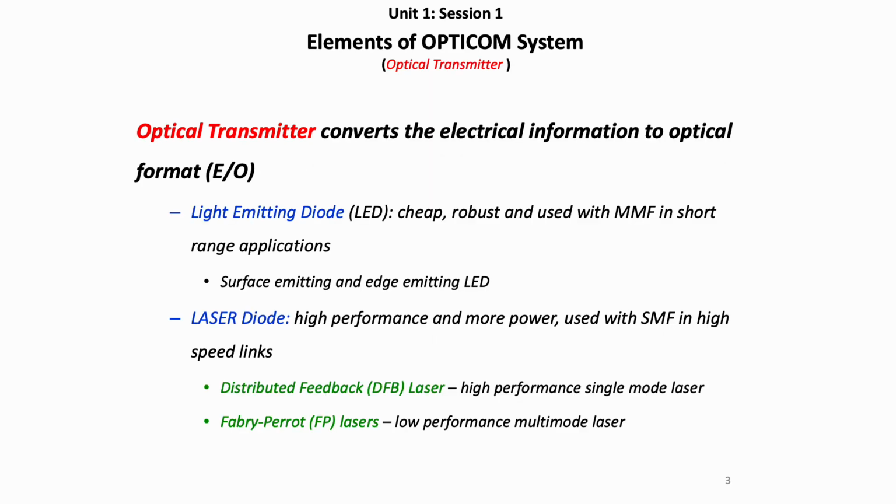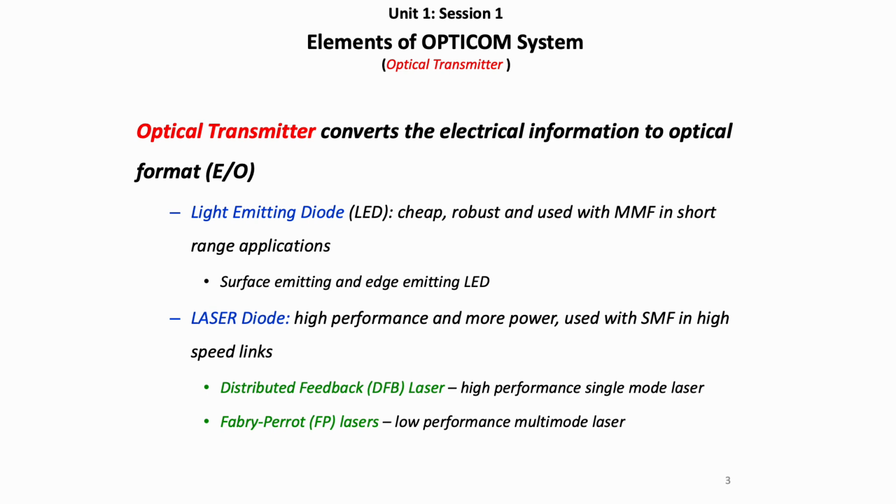Here we are going to briefly discuss the transmitters. What are the blocks we have seen in the block diagram? Here we are going to see them in an expanded manner. So, optical transmitters: we know that they convert the electrical signal to the optical format, which is electrical to optical formats. The transmitters we generally use are the light emitting diode, LED, and the laser diode. So these two are the transmitters.